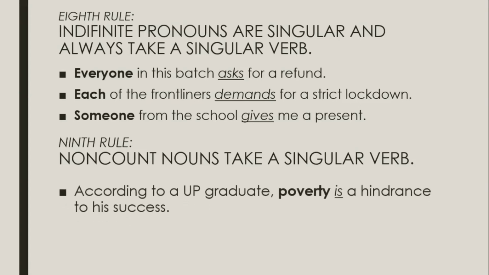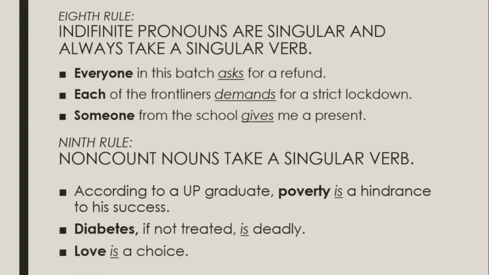For example, according to you, a UP graduate, poverty is a hindrance to his success. So the uncountable noun here, or the subject, is poverty, and of course our verb is, which is singular. Another example, diabetes, if not treated, is deadly. And lastly, love is a choice. So that is how we're going to agree the uncountable noun and the singular verb.